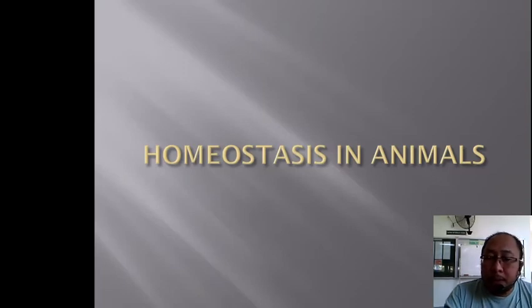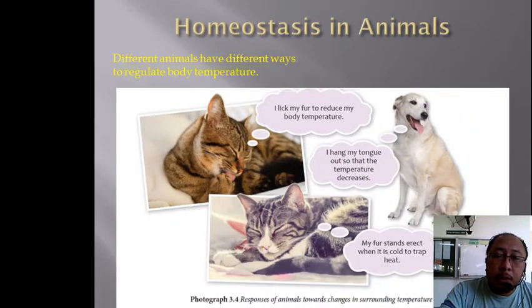Now we look into homeostasis in animals. The same thing happens to animals. Homeostasis occurs but in a different way. Different animals have different ways to regulate body temperature. For example, a cat will lick its fur to reduce body temperature. A dog will hang its tongue out so that the temperature will decrease. And for the cat also, fur stands erect when it is cold to trap heat.